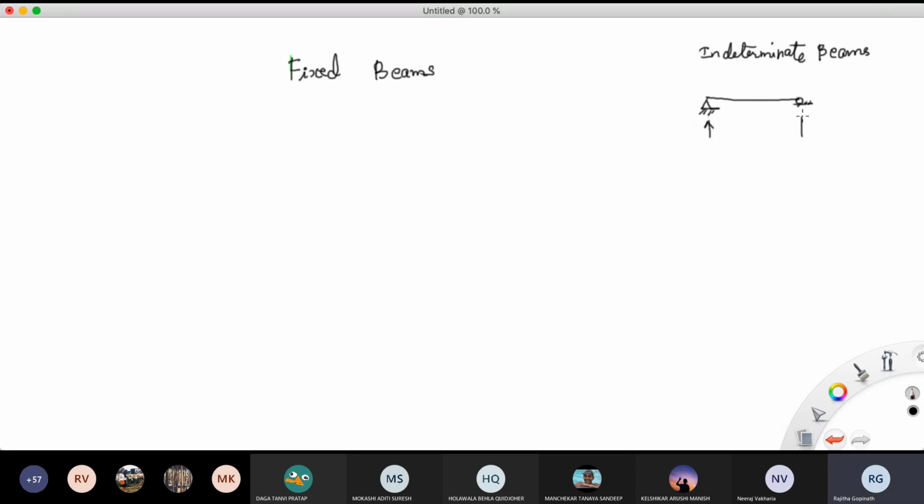ये hinge support है ना, तो hinge support में कितने reactions होते हैं? Someone try at least, please. Two reactions. Okay, so one is vertical and one is horizontal, right?